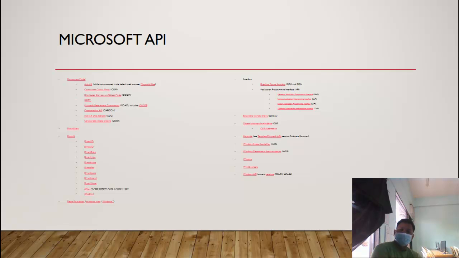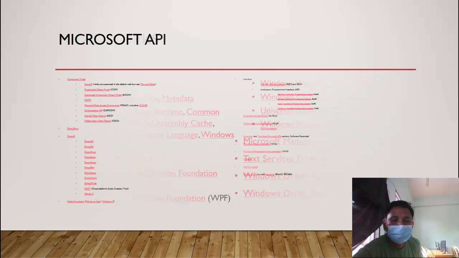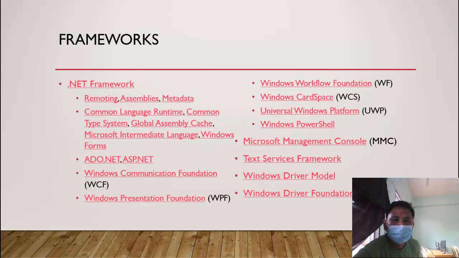WinSock. Win32 Console. Windows API, current versions, Win32, Win64. Frameworks. .NET Framework. Remoting, Assemblies, Metadata. Common Language Runtime, Common Type System, Global Assembly Cache, Microsoft Intermediate Language, Windows Forms. ADO.NET, ASP.NET. Windows Communication Foundation, WCF.